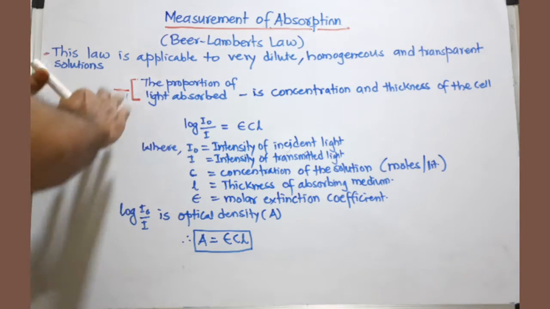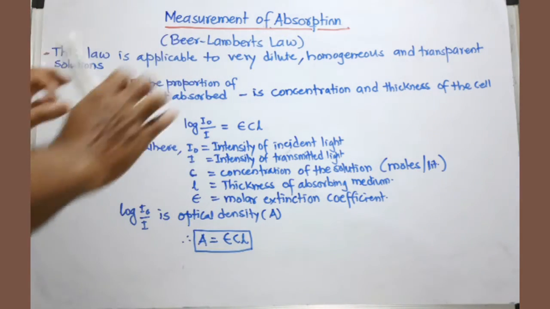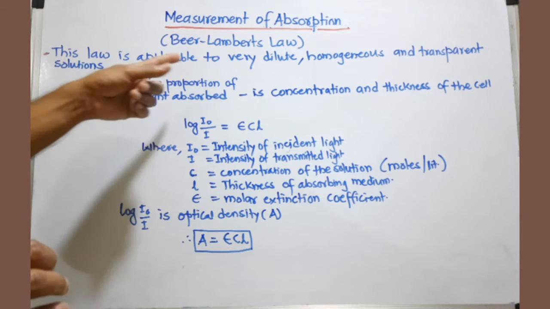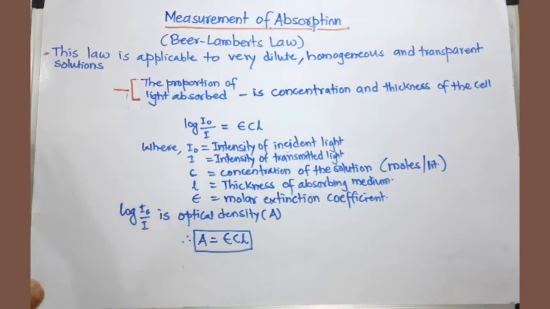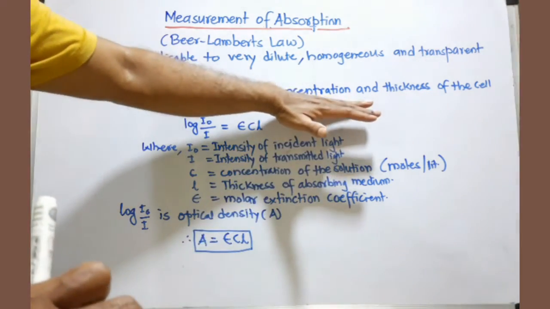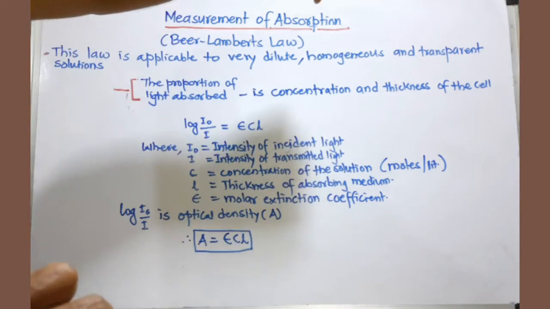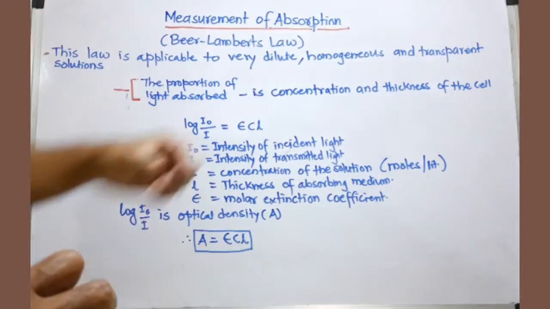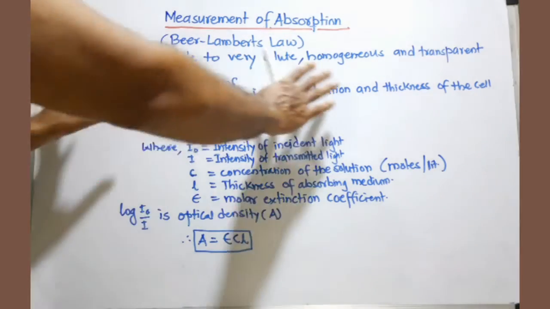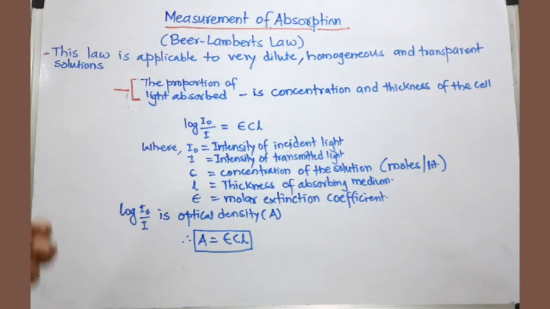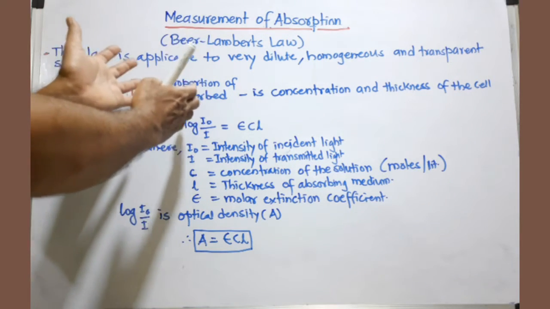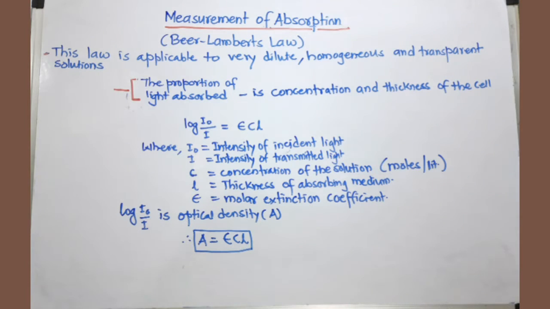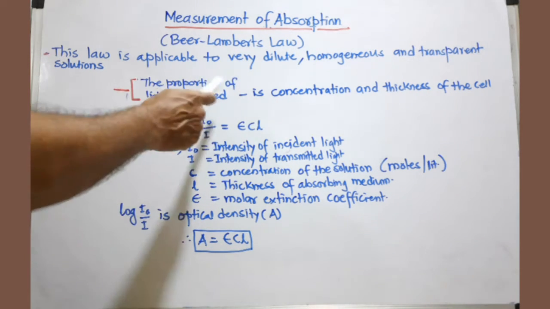What is that law? I have given it here in very short form: the proportion of light absorbed, how much light is absorbed, depends upon the concentration of the solution and the thickness of the cell. This is the statement of the Beer-Lambert law. It indicates that the light absorbed is directly proportional to the concentration. Very simple.